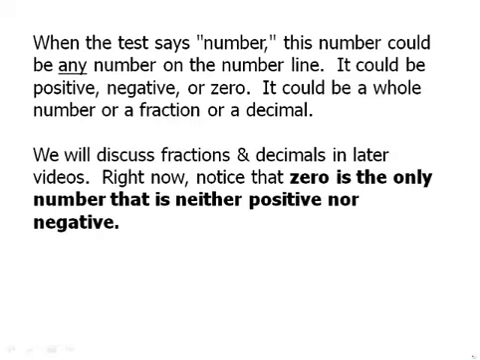We will discuss fractions and decimals in later videos. Right now, notice that 0 is the only number that is neither positive nor negative. So we have these two very large categories, positive and negative. 0 is the only number on the number line that doesn't fall into either one of those categories.